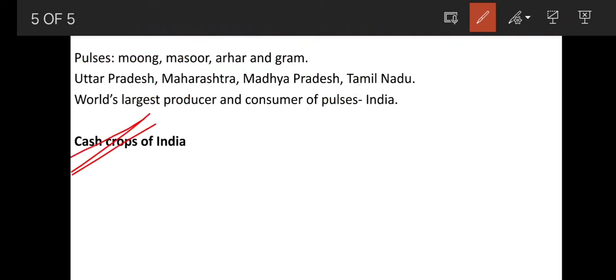So dear children, I hope you understood about this lesson, agriculture, about food crops, cash crops and different types of food crops. In our next class, we will continue discussing cash crops of India, which are used as raw materials in the industries to manufacture goods.